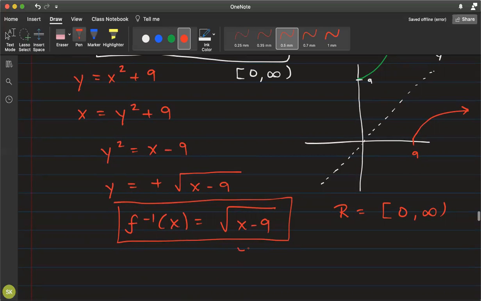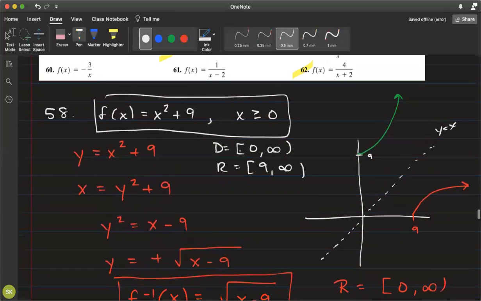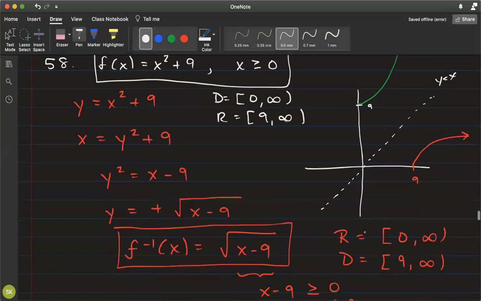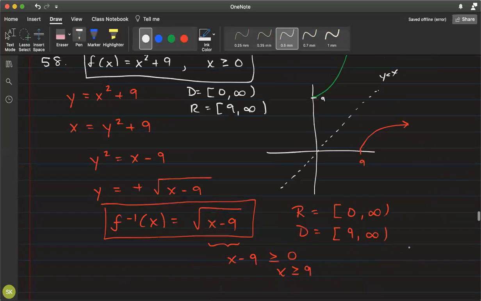Notice that this bottom part, x minus 9, because we're taking the square root, has to be greater than or equal to 0, which means x has to be greater than or equal to 9. So the domain of this function is 9 to infinity, which means that the range, so if this one is the domain, the range is 9 to infinity, because the range of this function is the domain of the inverse. So I think we solved all pieces of this problem.